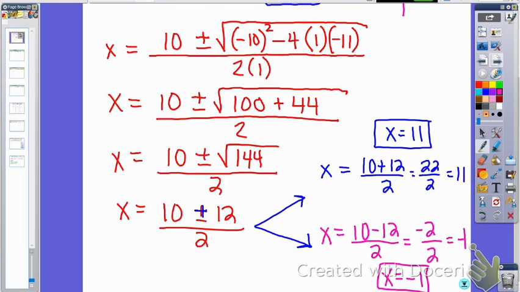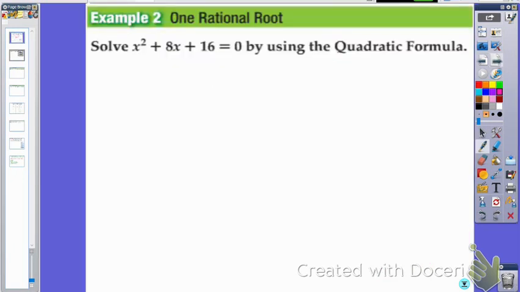So the next example, I want you to try this one. Notice the heading says you'll get one rational root, and you'll see why once you start using the quadratic formula. So you try this one. It will ask in Delta Math for you to type in your final answer for this problem, but make sure you put the work in your note packet.